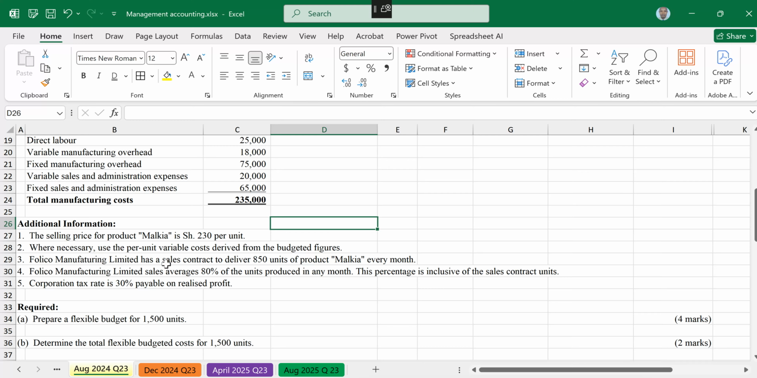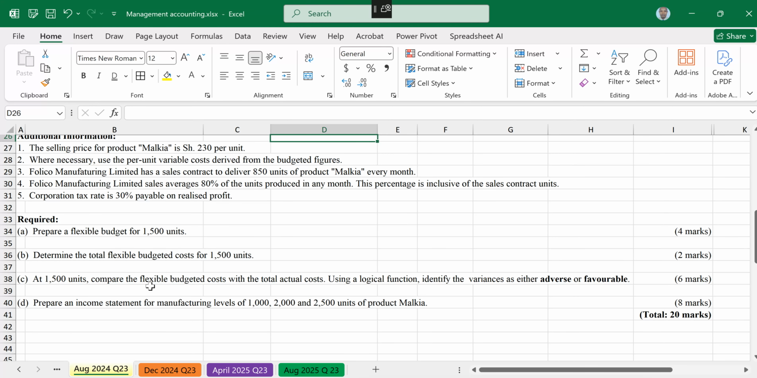Follicle Manufacturing Limited has a sales contract to deliver 850 units of product Malkia every month, so 850. Follicle Manufacturing Limited sales average 80% of the units produced in any month. This percentage is inclusive of the sale contract units. Corporation tax rate is 30% payable on realized profit.